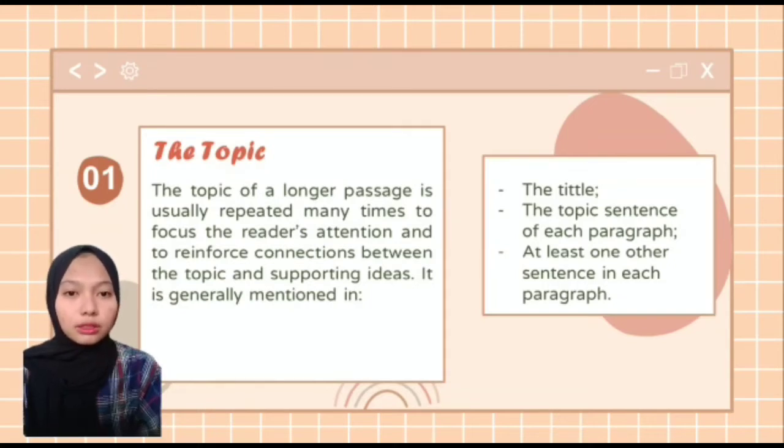For the first, the topic. The topic of a longer passage is usually repeated many times to focus the reader's attention and to reinforce connections between the topic and the supporting ideas. It is generally mentioned in the title, in the topic sentence of each paragraph, and in at least one other sentence in each paragraph.